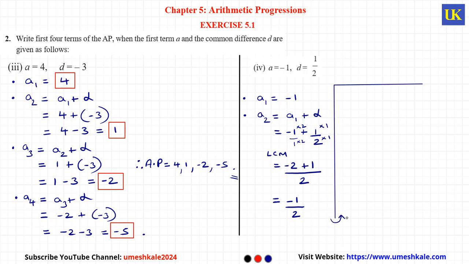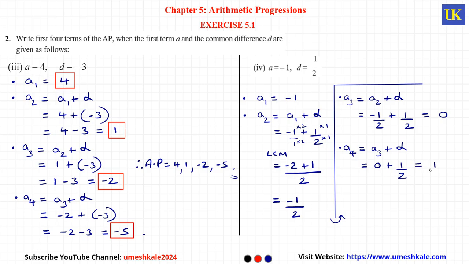Now we will find A3. So A3, A2 plus D we have to do. So A2 is minus 1 by 2 plus D is how much? D is 1 by 2. So minus 1 by 2 plus 1 by 2, essentially they will knock off each other, right? Plus minus plus. So it will become 0. So A4, A3 plus D. A3 is 0 plus 1 by 2. So 0 plus 1 by 2 is 1 by 2.